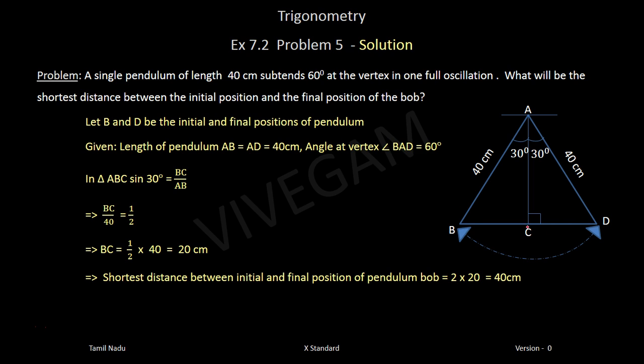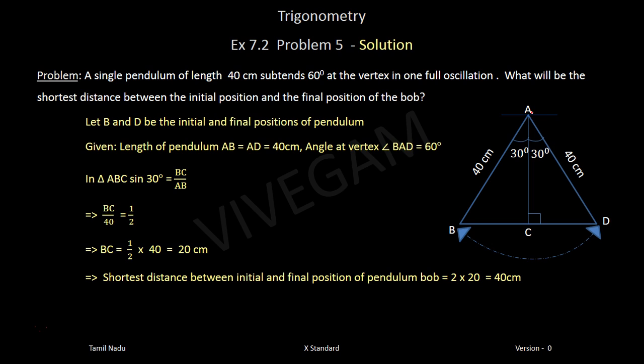Okay, solution. So let B and D be the initial and the final position of the pendulum. The length of the pendulum is 40 centimeter. That is AB, AD equal to 40 centimeter. Angle at the vertex is 60 degrees, and we are dividing it into 2 by drawing a vertical line, and that divides that vertex into 2, 30 degrees and 30 degrees, and join these two points with the line BD, which is the shortest distance, and that is what we need to calculate.